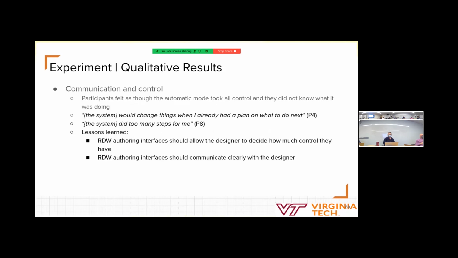So we found a couple trends that I want to go over. The first one is in communication and control. So what we learned was that authoring interfaces should allow the designer to decide how much control they have instead of just saying, sorry, you have to do everything yourself or you don't get to do anything. The system will do it for you. And the authoring interfaces should communicate very clearly with the designer what their intention is, what they're doing, why they're doing it.